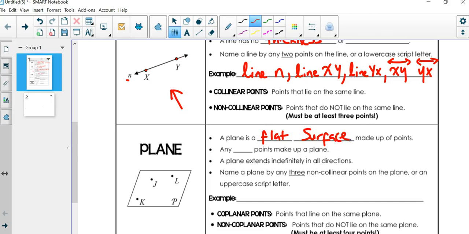How many points do you think we need to make up a plane? You need at least 3 non-collinear points. So any 3 points that are not on the same line can make up a plane. Go ahead and write it down. A plane extends indefinitely in all directions. Let's look at this example. Coplanar points are points on the same plane. Non-coplanar points are points that do not lie on the same plane.